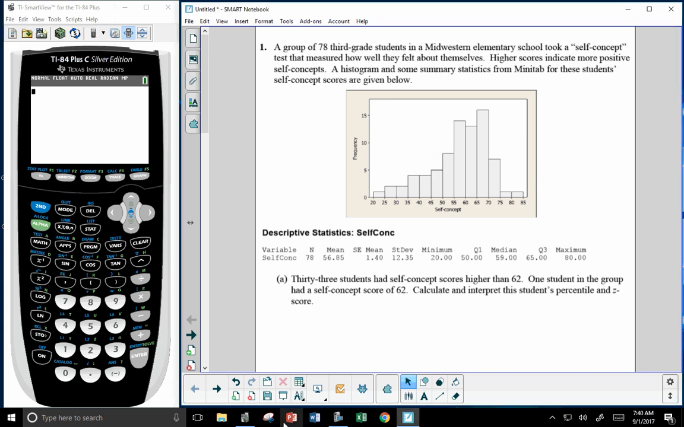Okay, this is practice 2.1. Number 1, a group of 78 third grade students in Midwestern Elementary School took a self-concept test that measured how well they felt about themselves. Higher scores indicate more positive self-concepts. A histogram and some summary statistics from Minitab for these students' self-concept scores are given below.